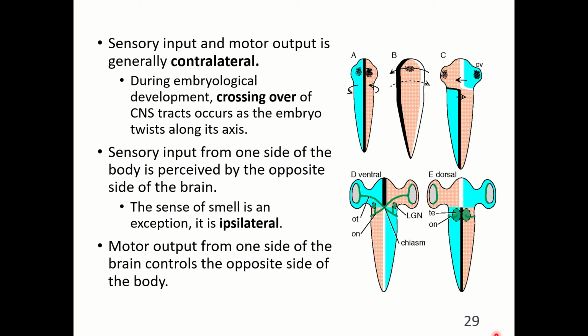Sensory input from one side of the body is perceived by the opposite side of the brain. The sense of smell is an exception. It is ipsilateral. It is processed on the same side. So your right nostril will send information to the right side of your brain. Motor output from one side of the brain controls the opposite side of the body.